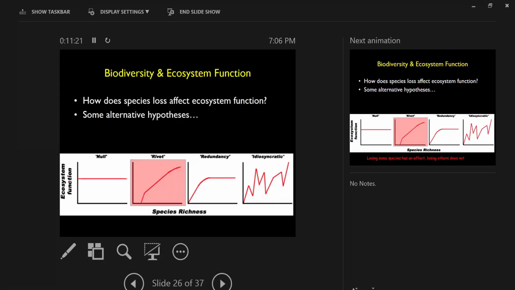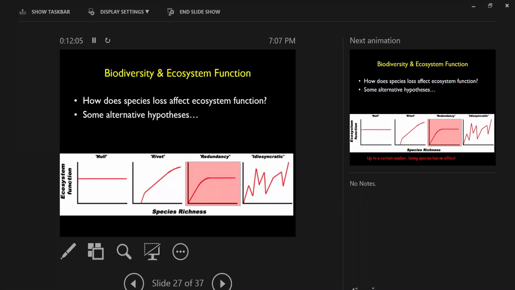The rivet hypothesis is certainly a positive relationship, but you'll notice there are different breaks in that line. The idea here is that losing some species has an effect, but losing others does not. So if we imagine starting on the right side of this x-axis and moving to the left, losses of certain species cause our slope to drop more drastically. So the idea is that some species have greater effects than others, although in reality, all species affect the way an ecosystem works. And we could think of that y-axis being something like primary productivity, right? Rate of leaf decomposition in a stream. It could be anything like that.